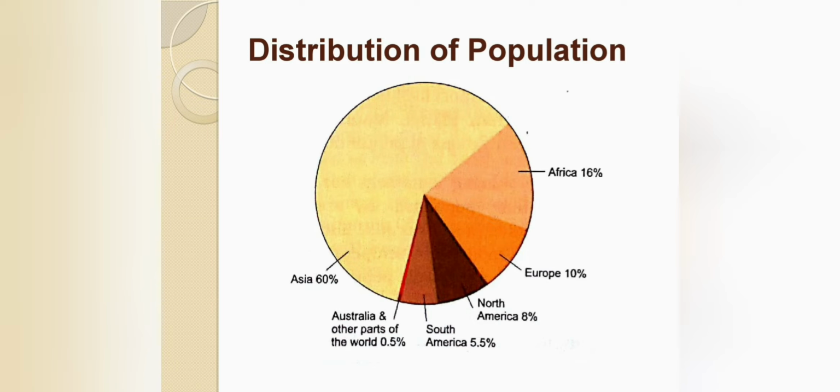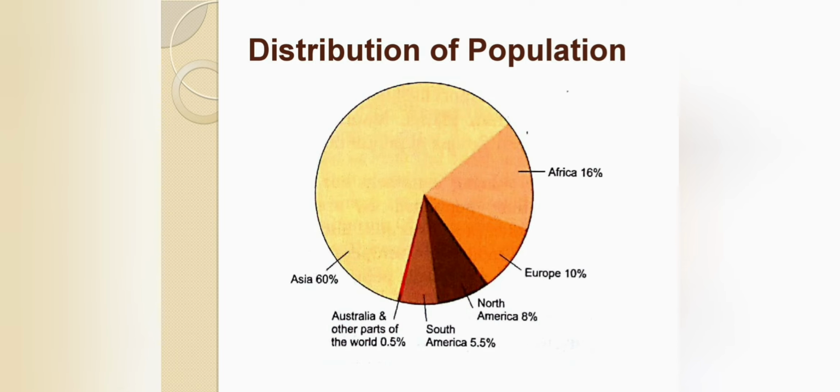So here in the picture you can see in this pie diagram that the distribution of population is shown. You can see the maximum population is living in Asia. One reason is that Asia is the largest continent of the world. Another reason is that the two most populous countries of the world, India and China, are in Asia. Okay, so 60% of the population is living in Asia.